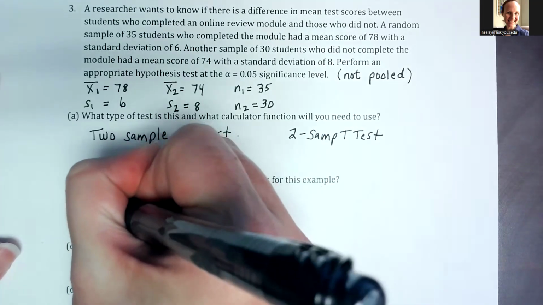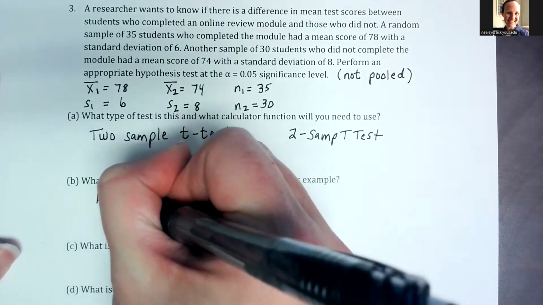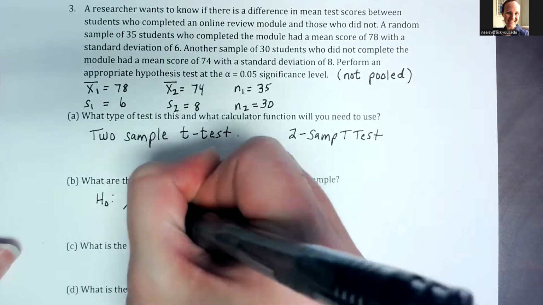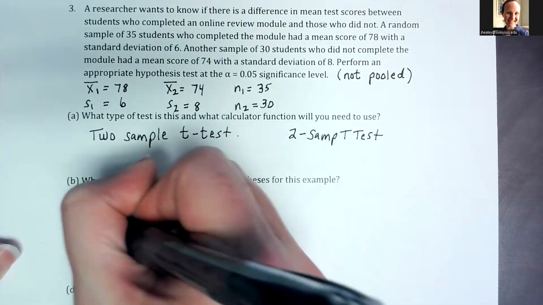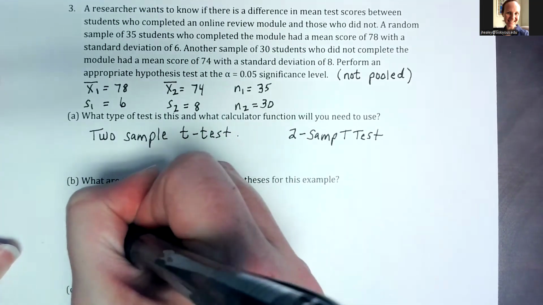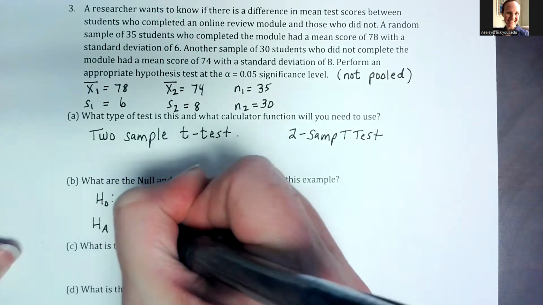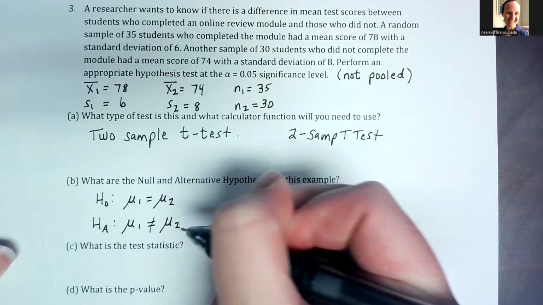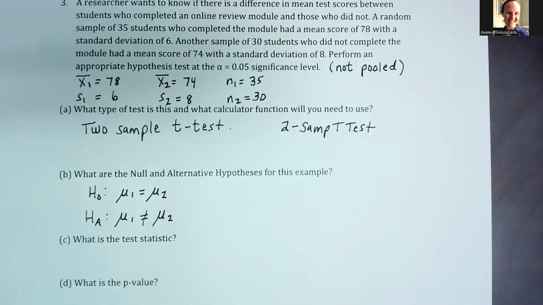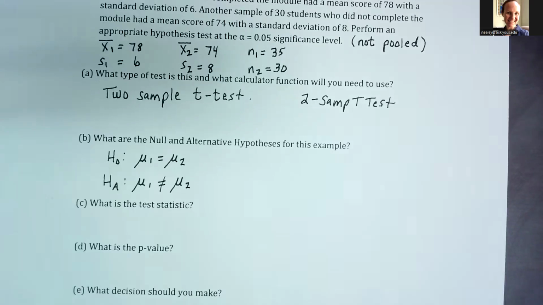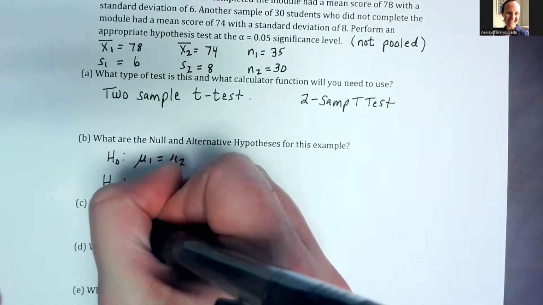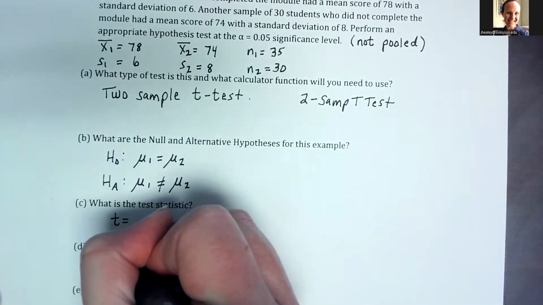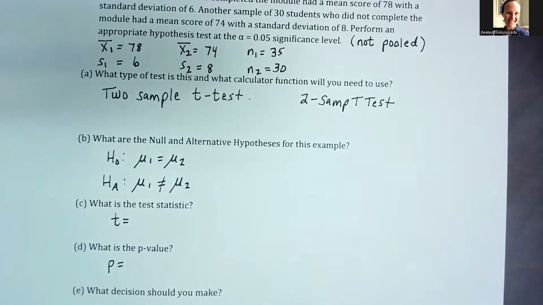So our null hypothesis is going to be mu1 is equal to mu2. And if we're just talking about a difference, then the alternative hypothesis is going to be mu1 is not equal to mu2. All right. We're ready to go find our test statistic, which is going to be a t because it's a t-test, and we're ready to go find our p-value.